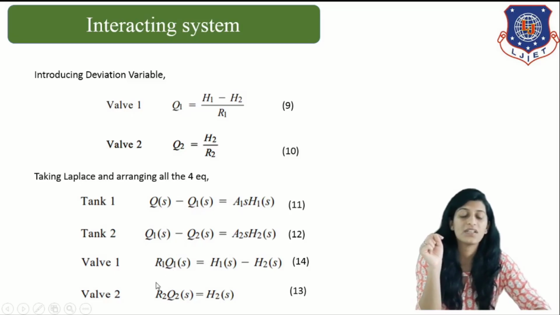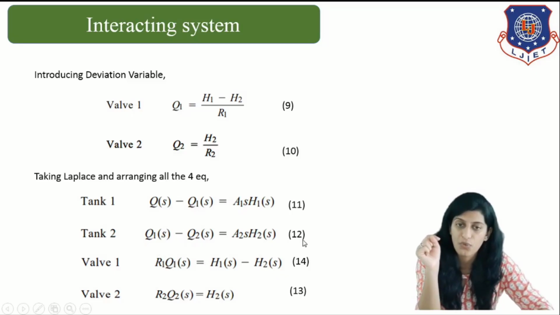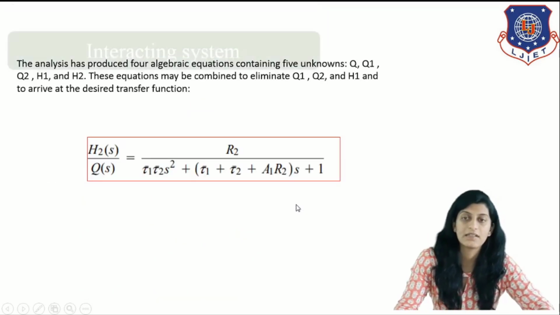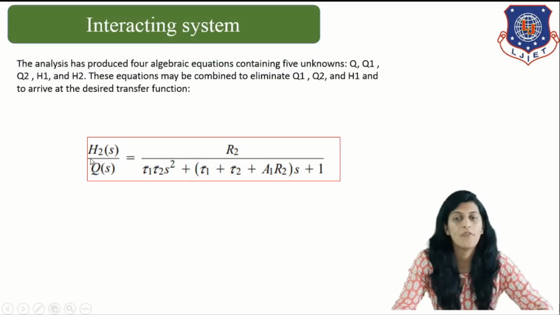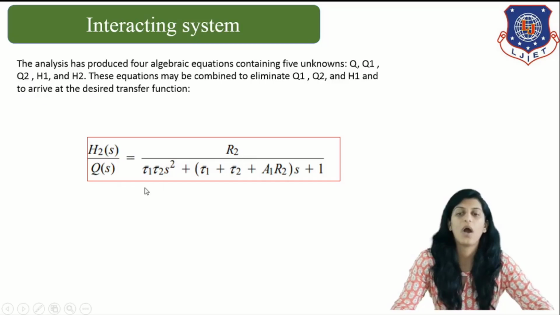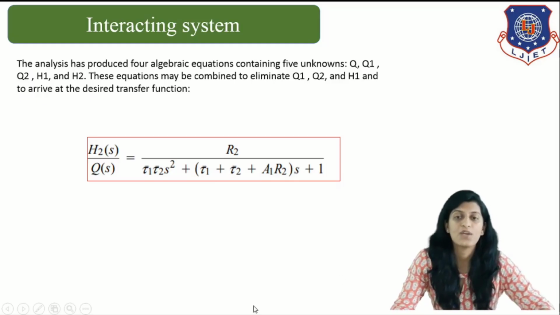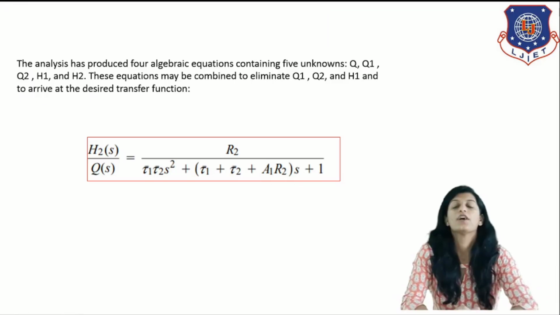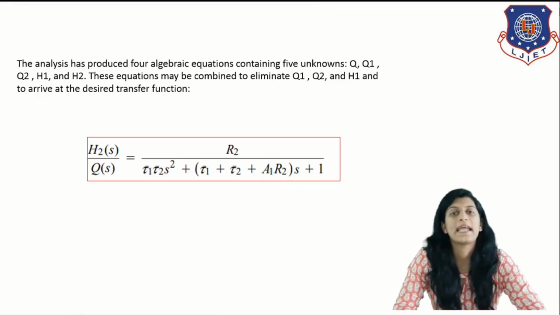So, substituting the values of equations 12, 13 and 14 in equation number 11, we can get our desired term, which will be in the form of H2s by Qs equals R2 upon tau1 tau2 s square plus tau1 plus tau2 plus A1R2 s plus 1. Right. So, this is the final equation for the interacting system. So, this is all about the interacting system.